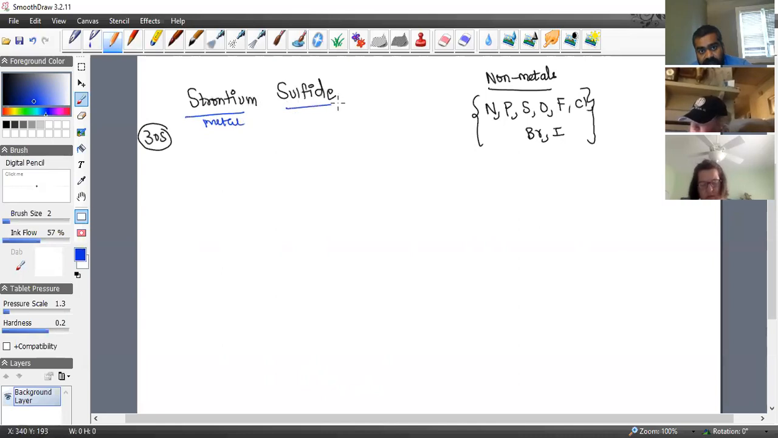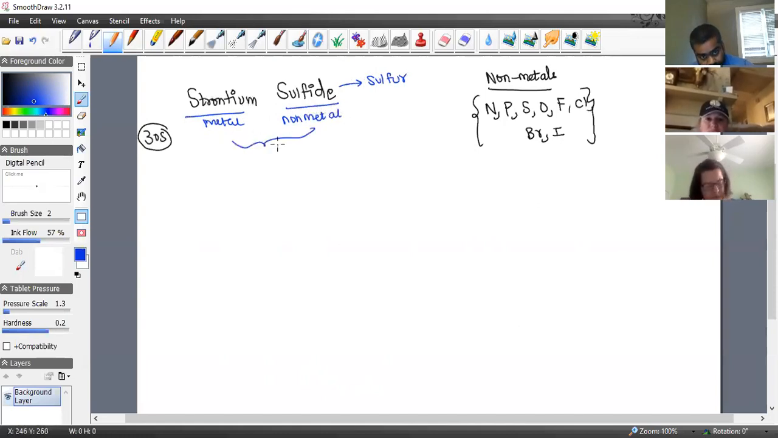And is sulfide a metal? Sulfide is an alternate name for sulfur, right? So sulfide stems from sulfur, which is a metal or non-metal? Non-metal. Very good. Now, metal or non-metal is simply there to suggest that this would lead to an ionic compound, right?